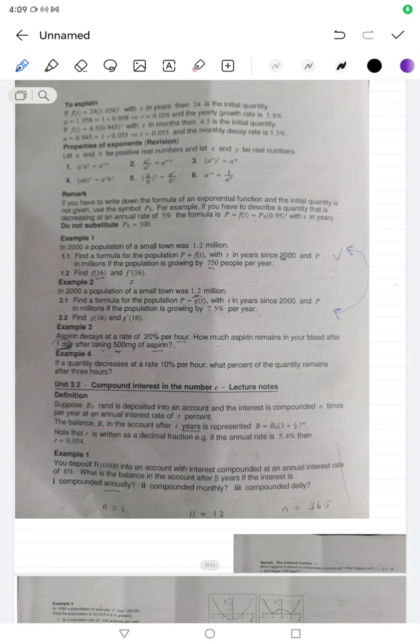So we're having an example one. They're saying in 2000, a population of a small town was 1.2 million. Then 1.1, they're saying find a formula for the population P is equals to f of t with t in years since 2000. So since this one, it means here they're basically telling you your reference year.